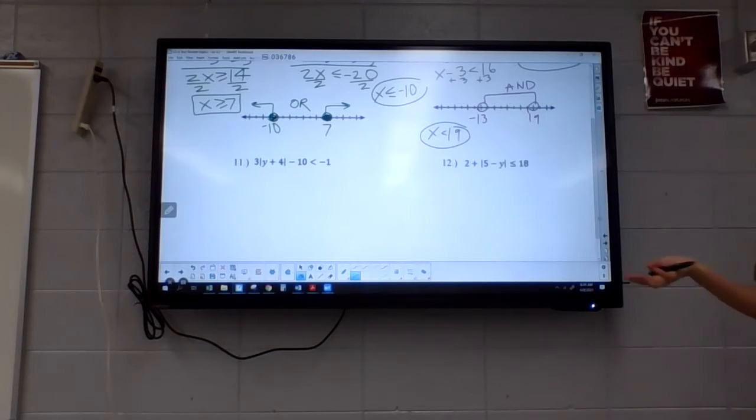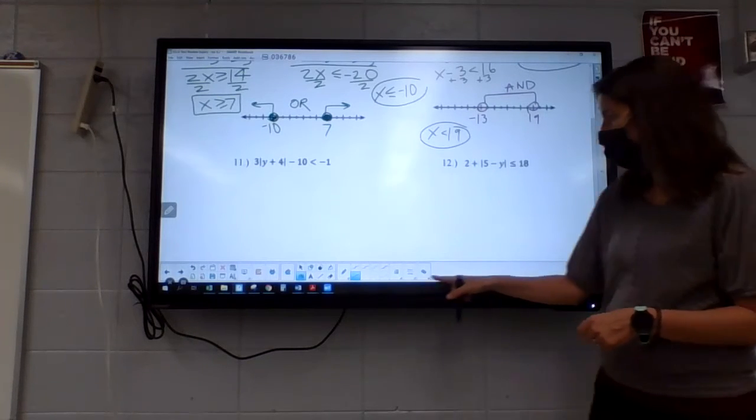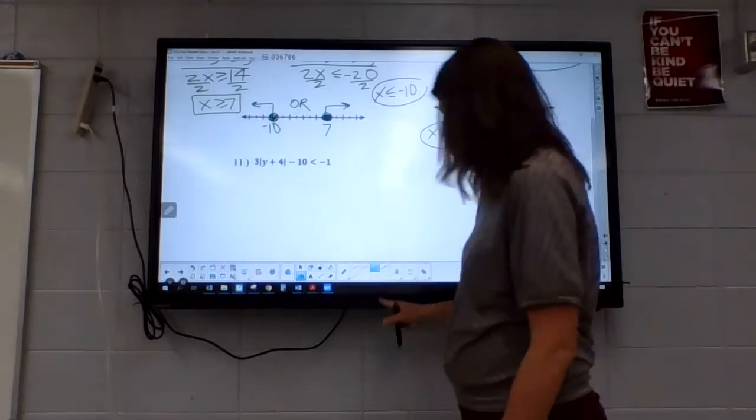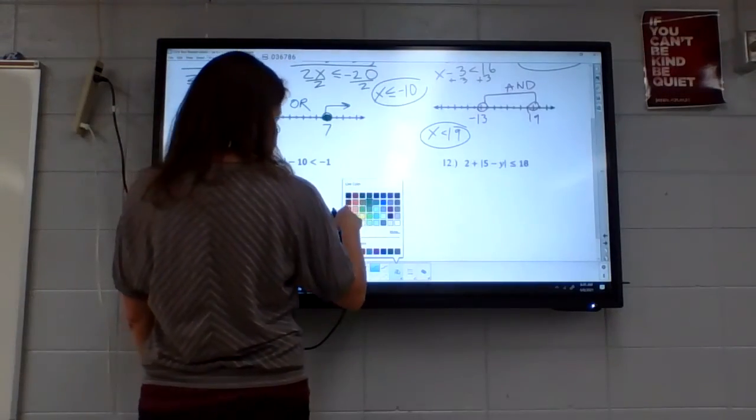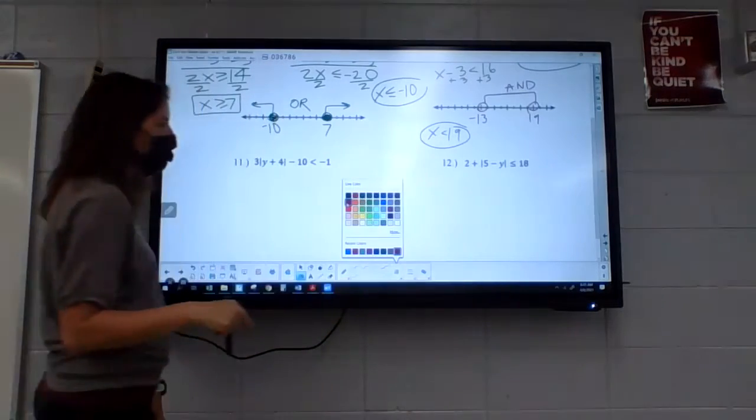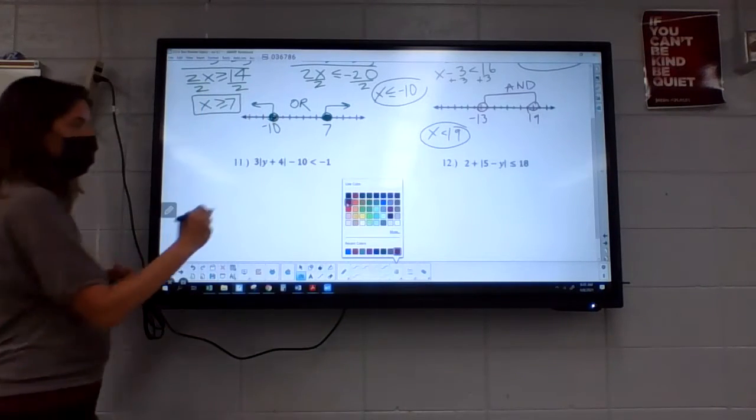So 11 and 12, a little bit tougher because before we start, we have to first isolate the absolute value. So we have to first isolate the absolute value. So I'm going to move this 10 over.